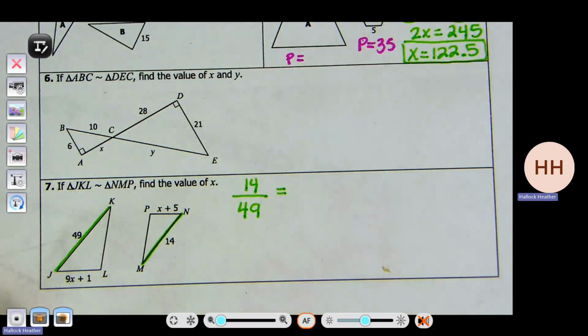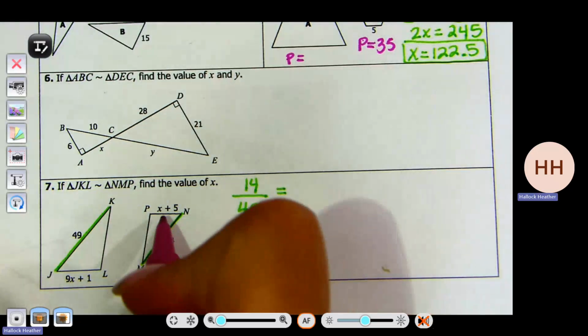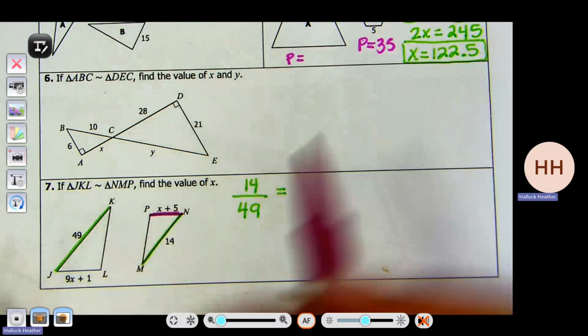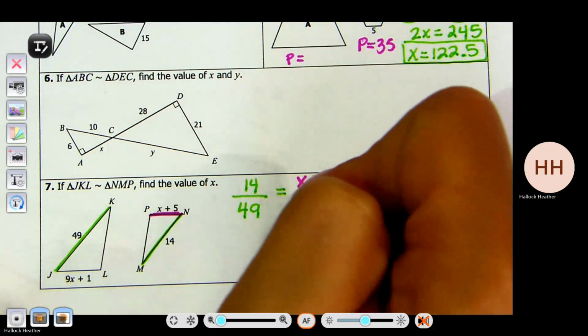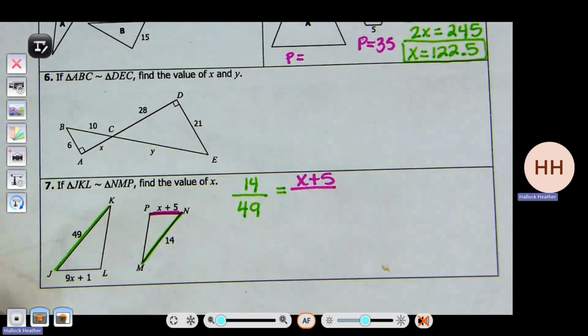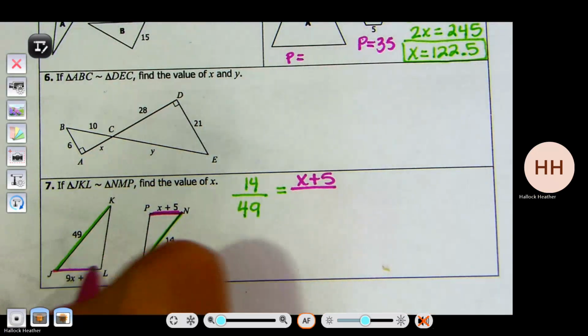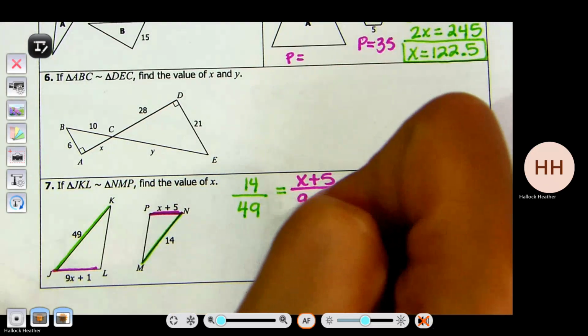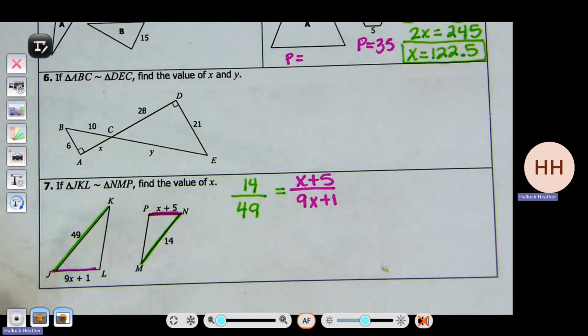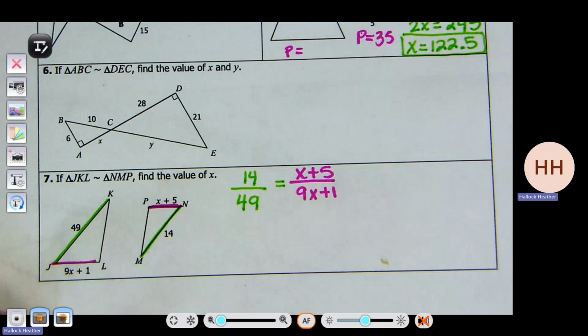What else is on the small? Don't say that's plus 1. Over. What's the matching piece on the big? And we are going to, yep, plus 1. And then we're going to cross multiply.